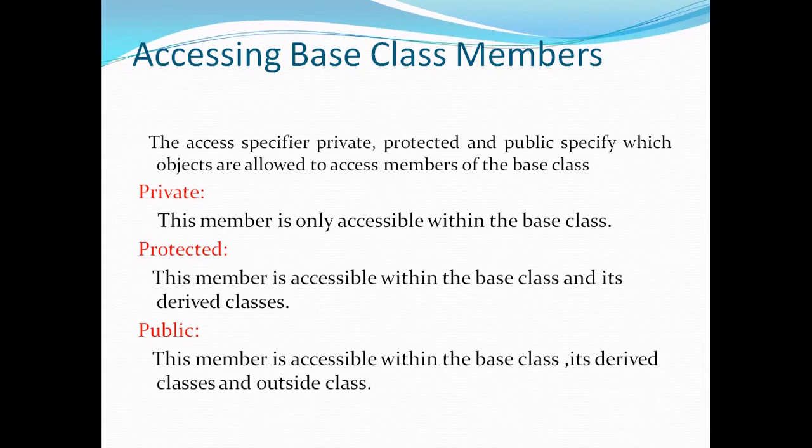This is about accessing base class members. The access specifiers are of three types: private, protected and public. Which objects are allowed to access members of the base class? Private: this member is only accessible within the base class. Protected: this member is accessible within the base class and its derived classes. Public: this member is accessible within the base class, its derived classes and outside classes.